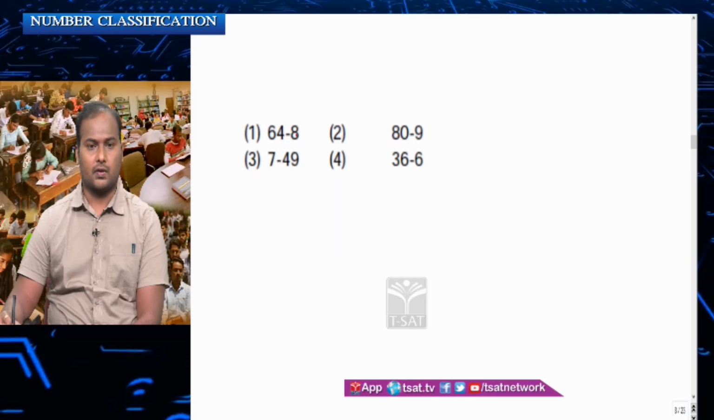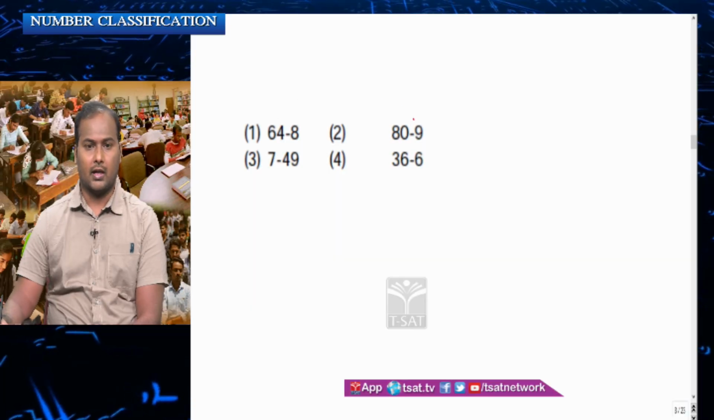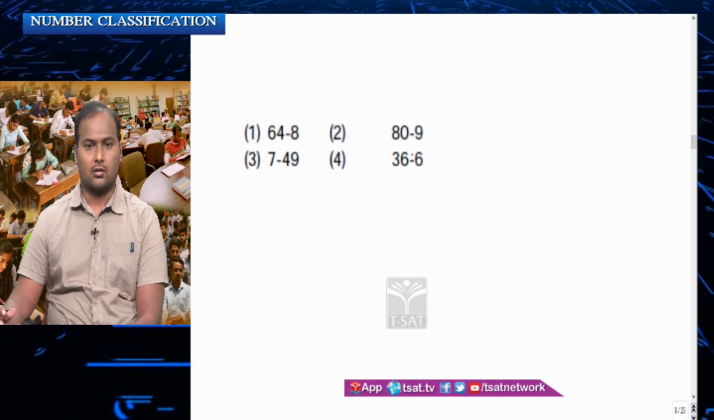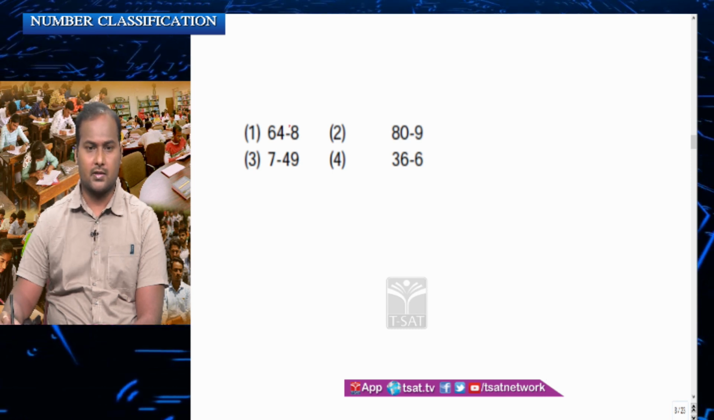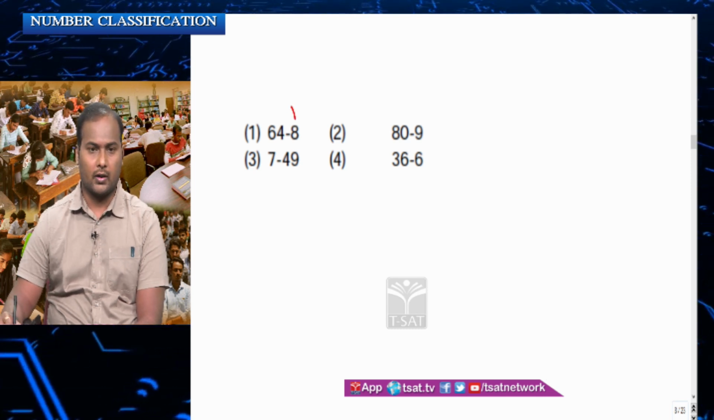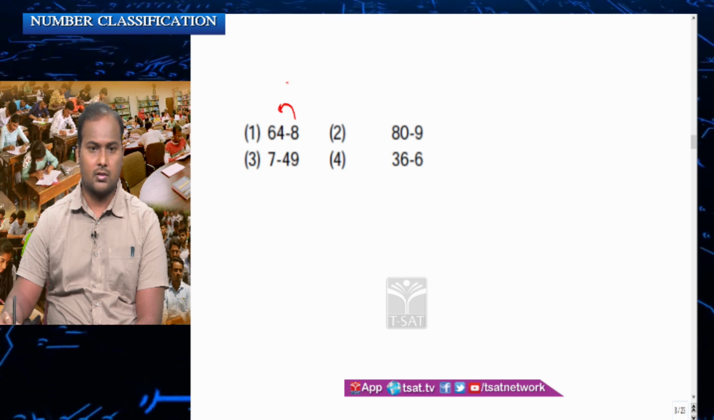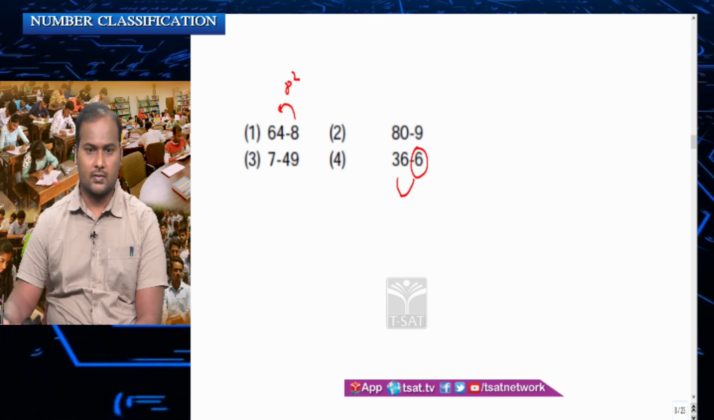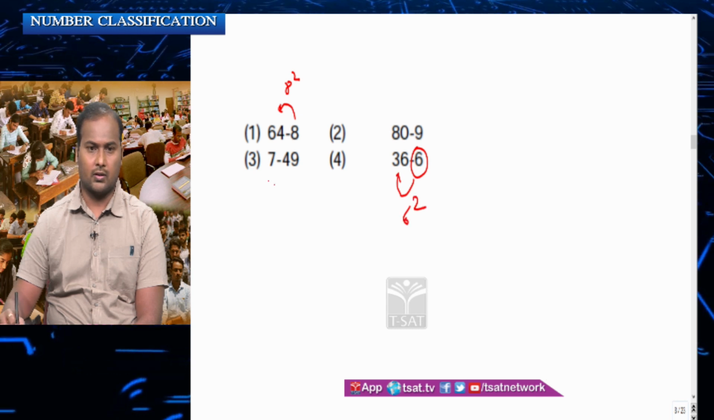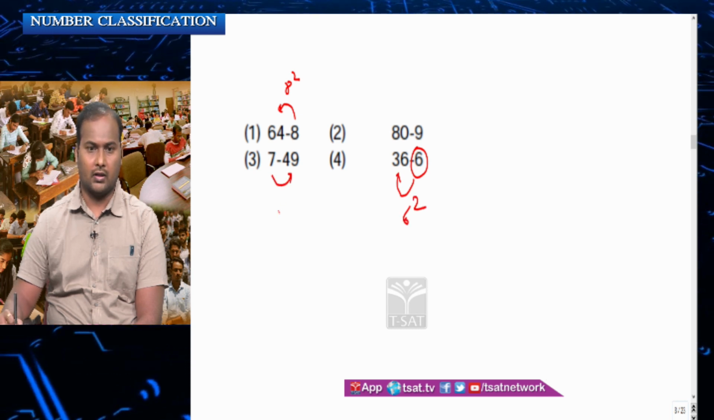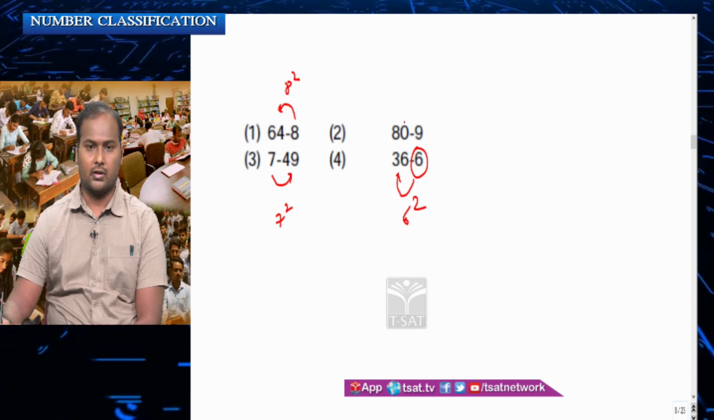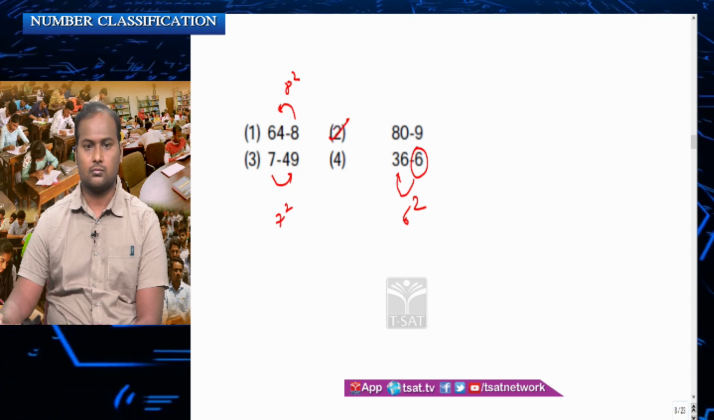See this question. The moment you see this question, 8 64, 9 80, 7 49, 6 36. The moment you see the range of numbers, 8 64, exactly it is a square. So that is 8 square. Here 6 and 36, this value is 6 square. 7 49, obviously the value will be 7 square. So what is 9 square? 9 square is 81. So your answer is 2.